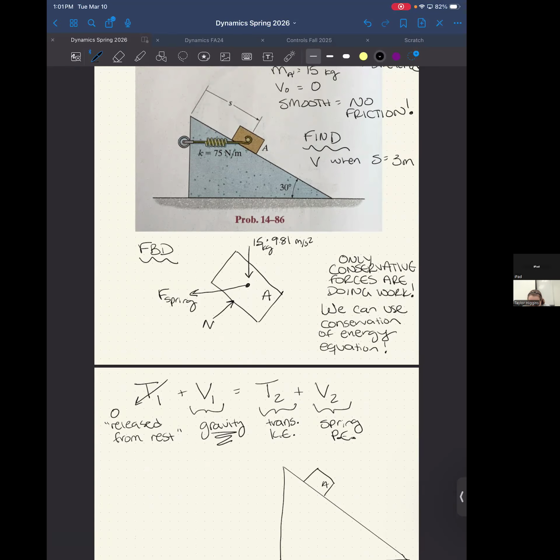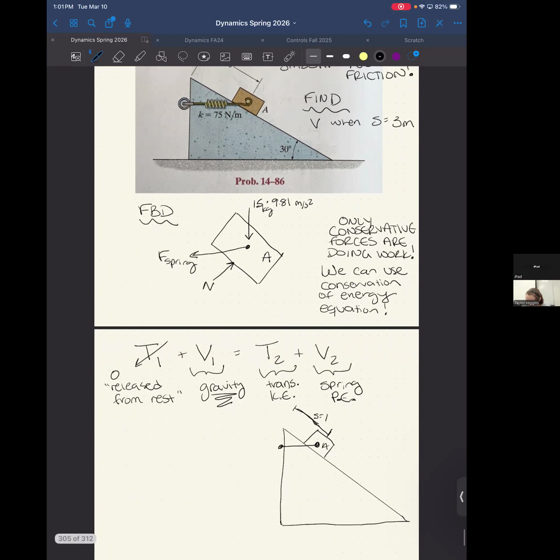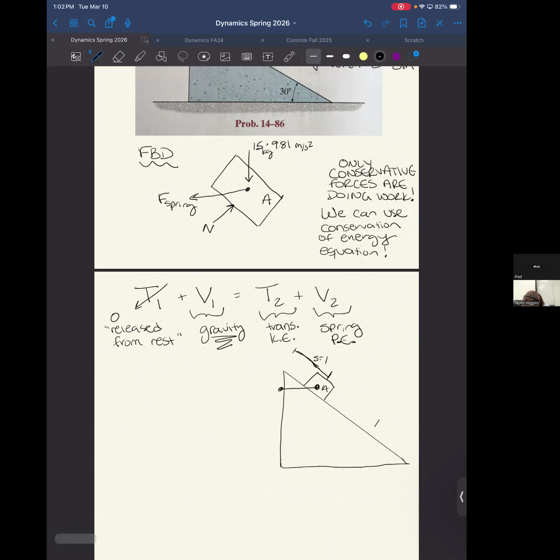And my spring, let's say this is S equals to 1. And this is my spring at point 1. And then I'm going to draw the second position. This will be position 1. This will be position 2. Well, the spring will become stretched. And S will be 3 meters.